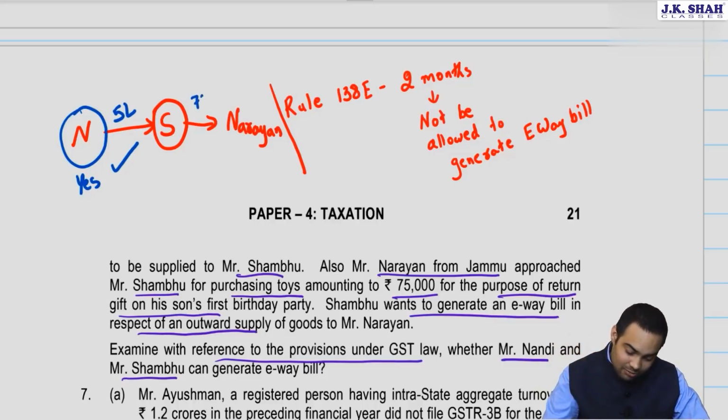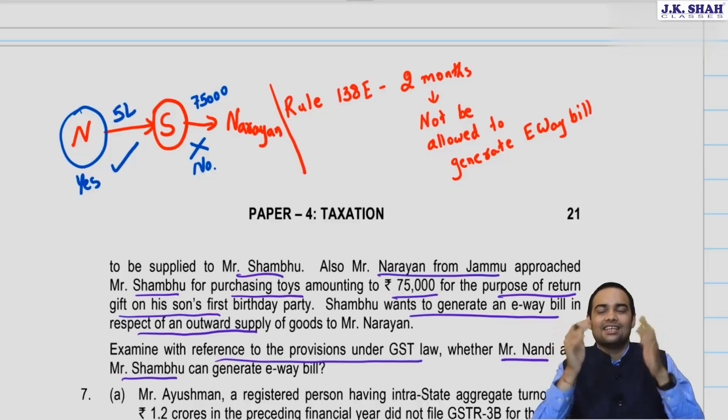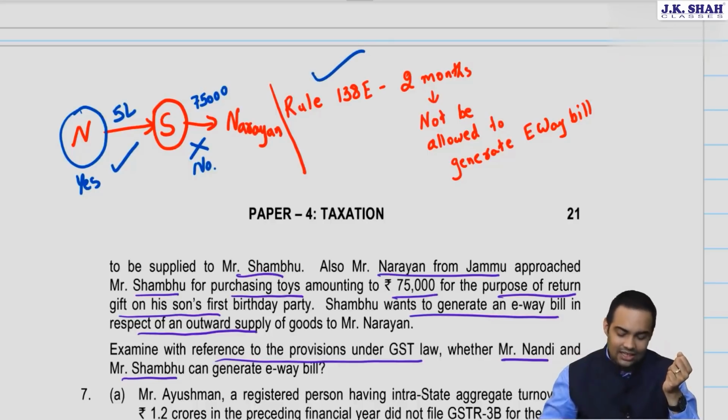Now, can Mr. Shambhu generate an e-way bill for 75,000? The answer is no, because for his outward supply, 138E denies generation of an e-way bill. Any person who has not filed returns for 2 consecutive tax periods, or not filed GSTR1, or under the composition scheme has not filed for 2 quarters, or whose registration is suspended, in all these cases, you are not eligible to generate an e-way bill. So you'll have to state 138E saying that only for his outward supplies he cannot generate an e-way bill.